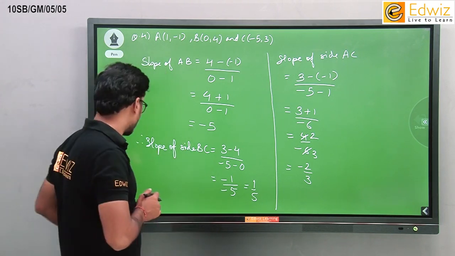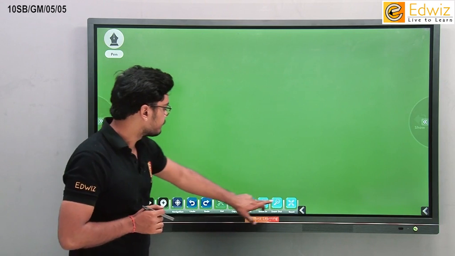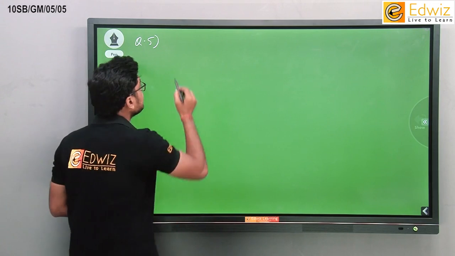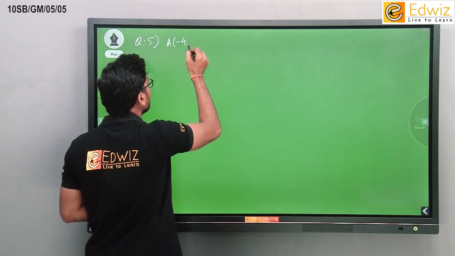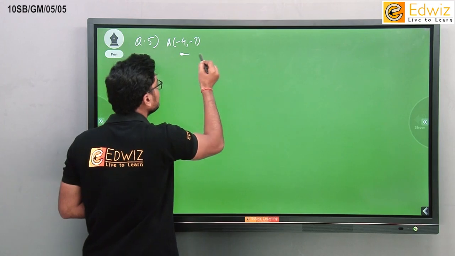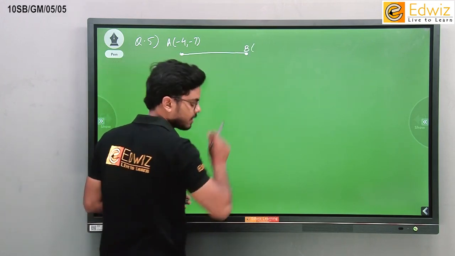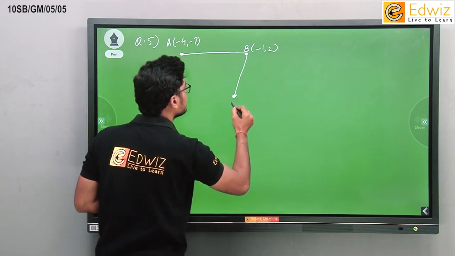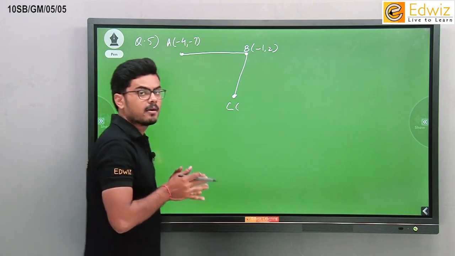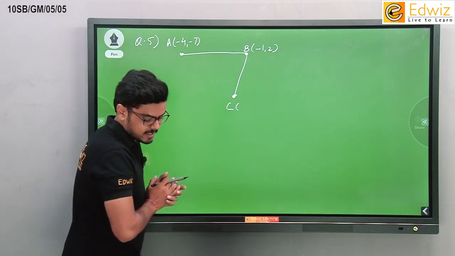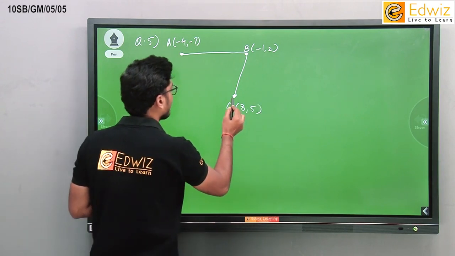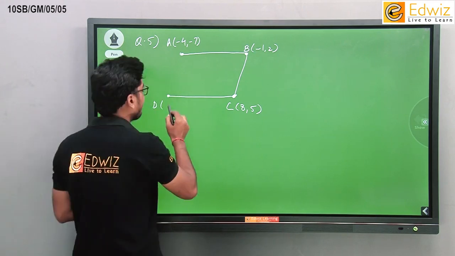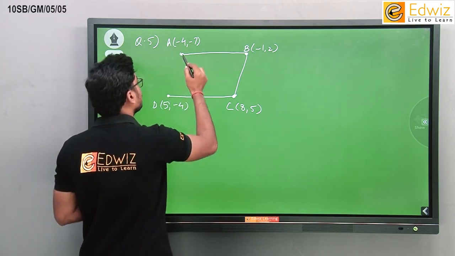So let us do that. Question number 5. Okay, there are 4 vertices given to you. Point A (-4, -7). Let us say this is the point. This is point B (-1, 2). Okay, suppose this is point C. Now this is just a rough diagram. I'm not saying first that this is a parallelogram. Point C (8, 5). Okay, and this is point D (5, -4).